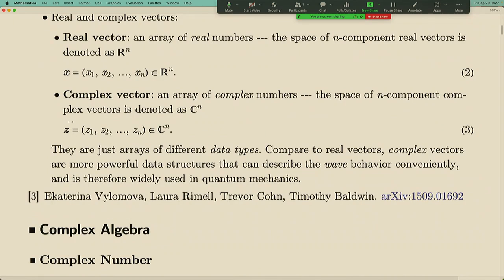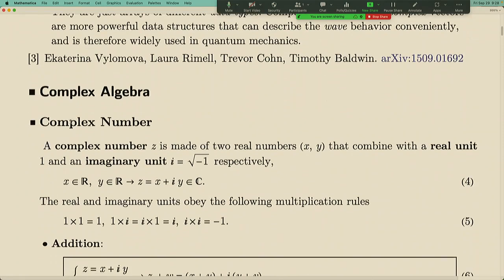And then the reason that quantum mechanics insists on using complex numbers to encode information is because there's some convenience. In particular, as we will see later, this complex data structure allows us to describe wave behavior and interference, quantum interference, which is a very common phenomenon in quantum mechanics. That's why people stick to complex vectors. Okay? So this is a brief introduction of the idea of vector. Try to make sure that we are on the same page, that this vector really doesn't have meaning of direction and magnitude. Instead, they are just data structures, arrays of numbers.